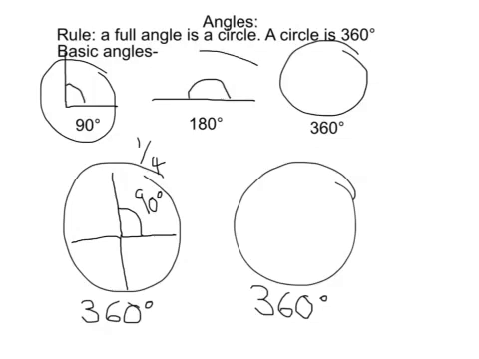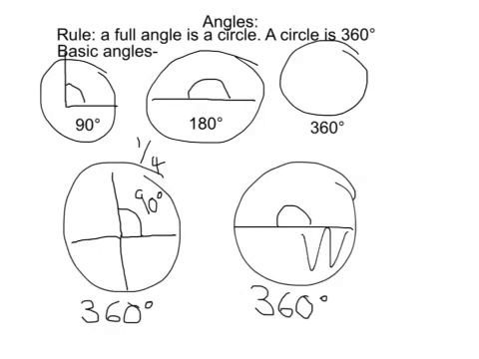The second one is 180 degrees. 180 degrees is obviously double 90 degrees, so it is 1/2 of 360 degrees. So this would be the angle of 180 degrees, and so this bit wouldn't be here, so it would be 180 degrees.